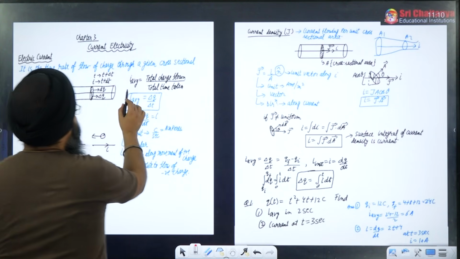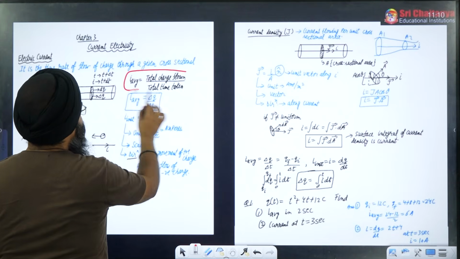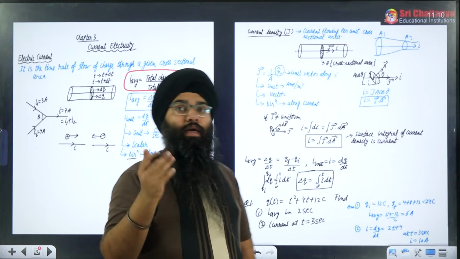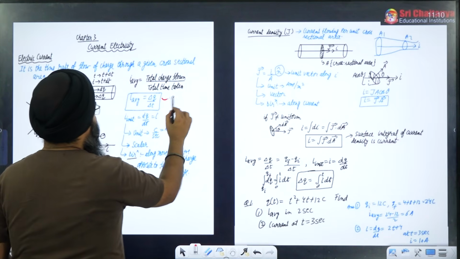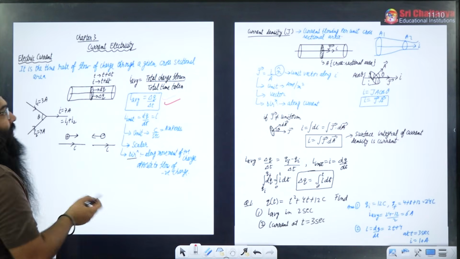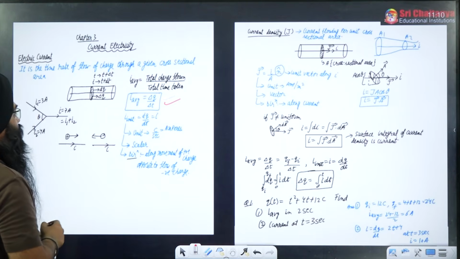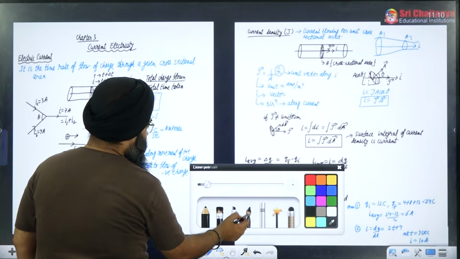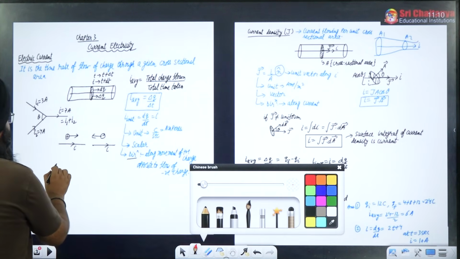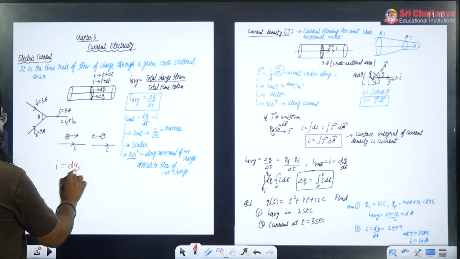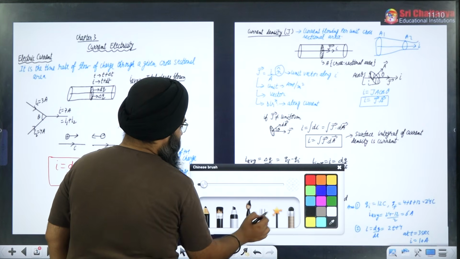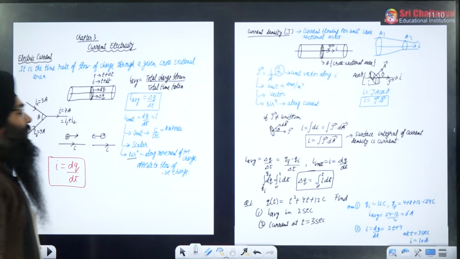The average current is given by the total charge flown divided by the total time taken. In delta t time, let us suppose delta q amount of charge flows; then the average current will be delta q by delta t. And the instantaneous current will be equal to dq by dt. For instantaneous current, I = dq/dt. Instantaneous current is the current at a particular instant of time, and average current is the current in a particular interval.